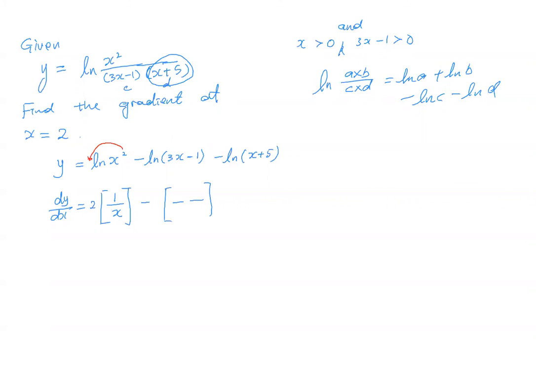3x minus 1. And what is the rate of change of 3x minus 1? 3. Good. Take away the next one. x plus 5. Yeah, so you see, you get it the right step. Then 1. The derivative of x plus 5 is 1, or the rate of change of x plus 5 is 1.